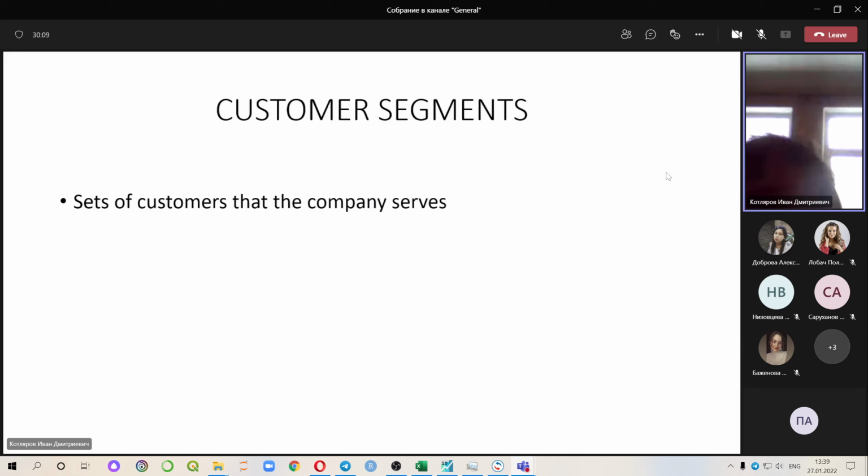Ladies and gentlemen, what we mean when we say customer segment? Actually, there are all customers, all potential customers on the market. Technically, each person who has money is able to purchase our product. But obviously, not all potential customers will be real customers for our company. And obviously, we are not interested in all customers which are available on the market.